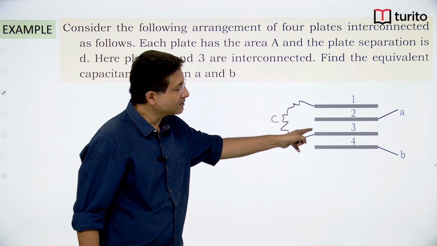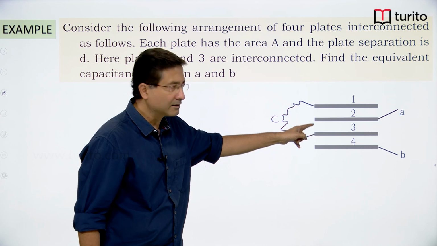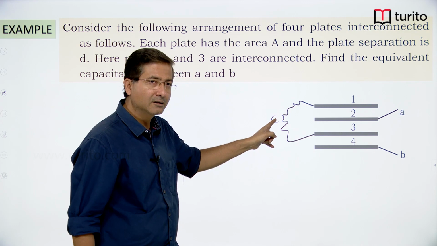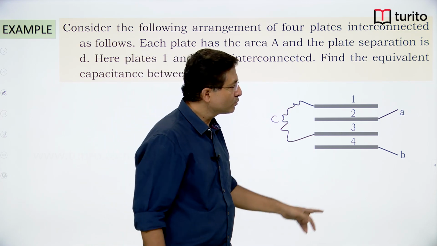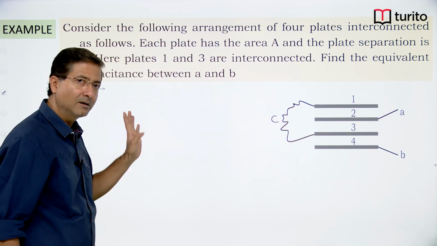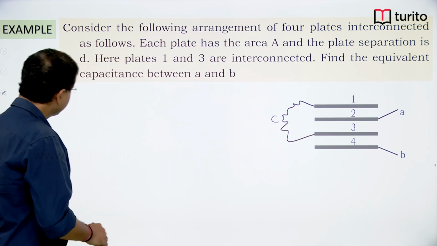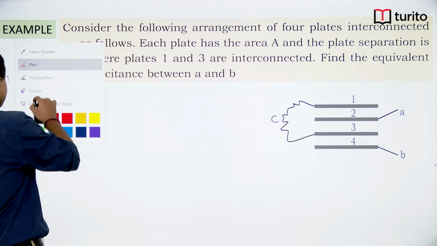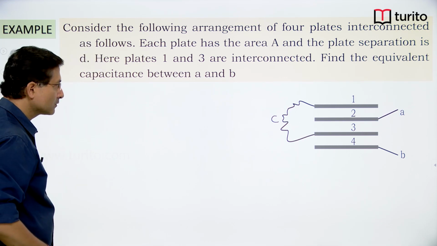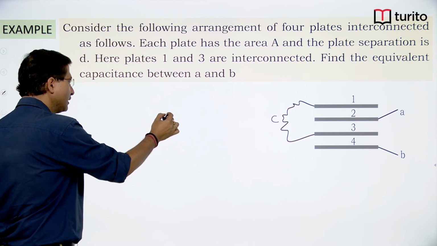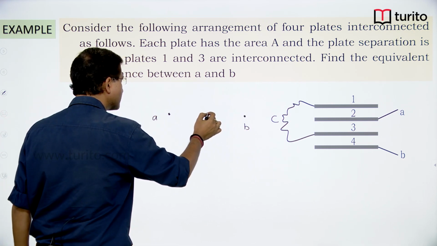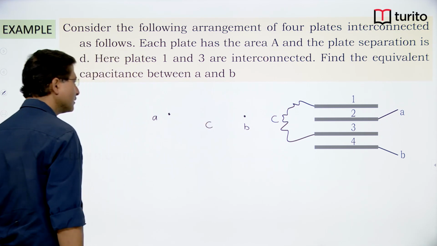As these two are connected by a conducting wire, the potential here and the potential here will be the same, and it can be named as a single terminal C. So from A to B through C, same as the previous problem, right. So A, B and some intermediate terminal C.